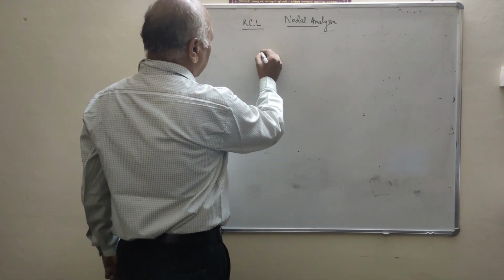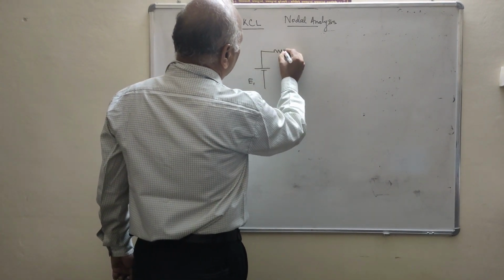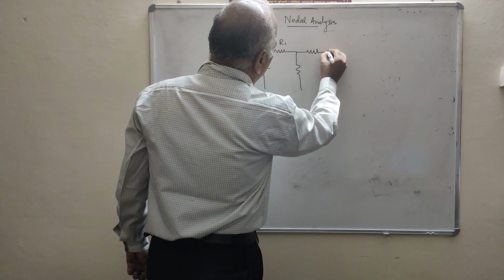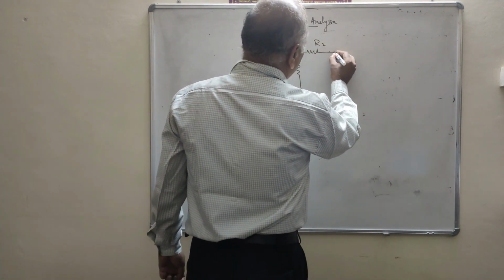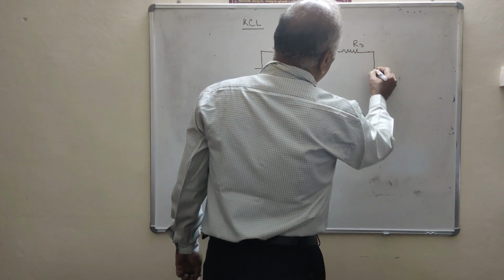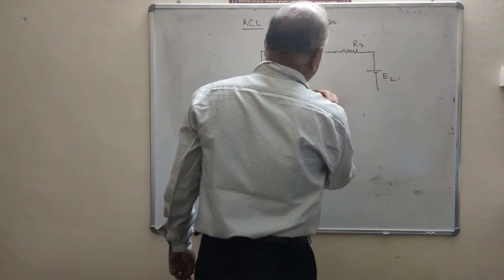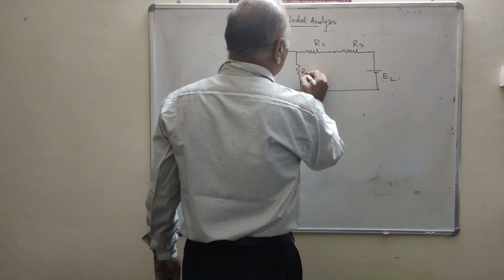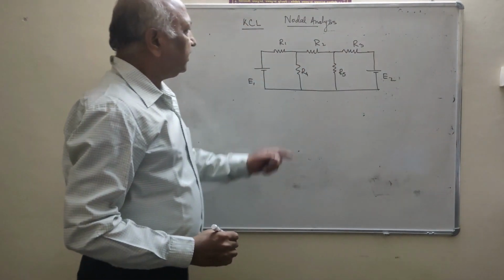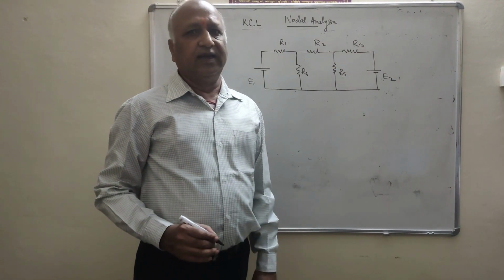You see, we are drawing a circuit. Say this is E1, this is R1, this is R2, this is R3. Here is a source, say this is E2, this is R4 and this is R5. Clear? Now we have to find the current in all resistances with the help of nodal analysis.